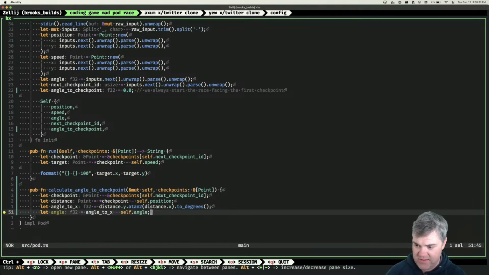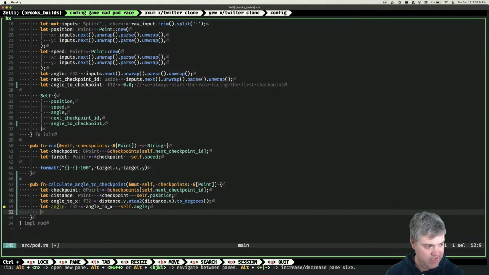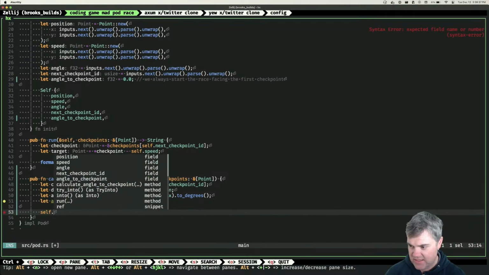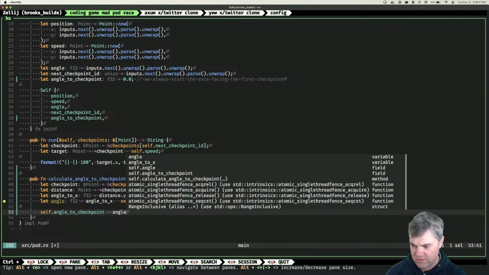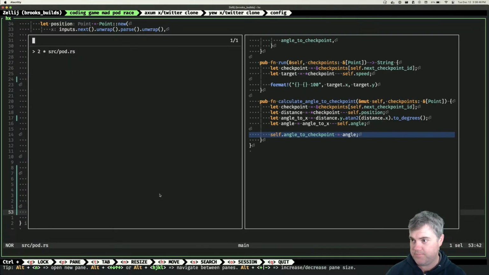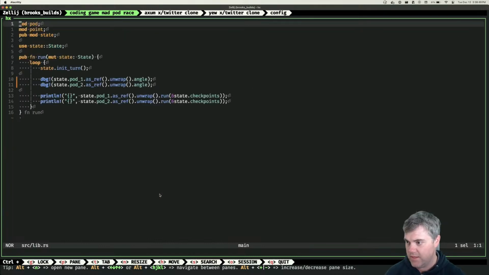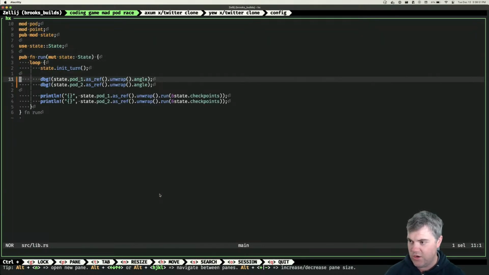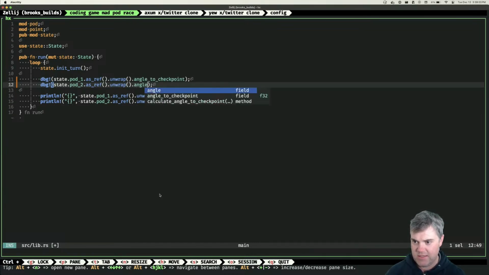And then I have this self dot angle. So then we can say self dot angle to checkpoint is equal to angle. If I do that, let's take a debug state pod angle. So now I want angle to checkpoint. Let's see if that works.